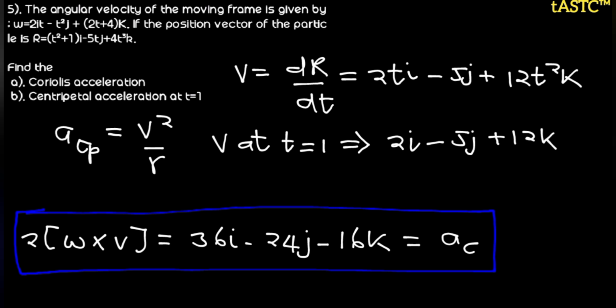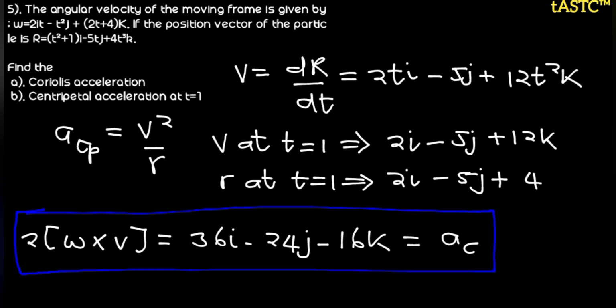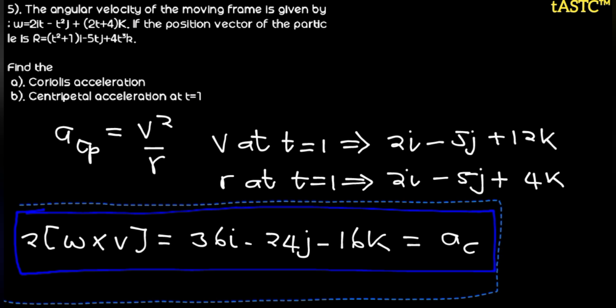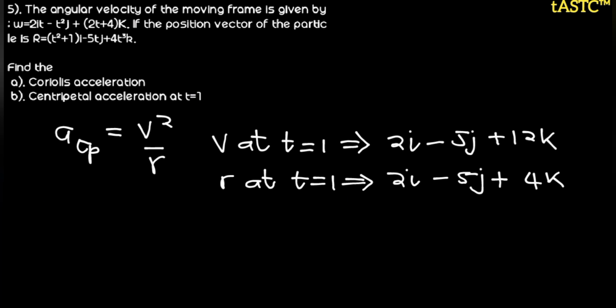Okay, so let us take the position vector. The position vector at t equal to 1, we're going to have it as 1 plus 1, so that will be 2i, minus 5j, and plus 4k. So first off, we need to find the magnitudes of these. I might wipe these out also. So let us find the magnitude of v.